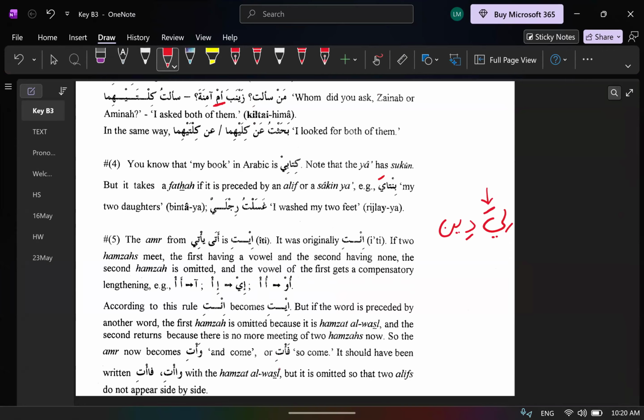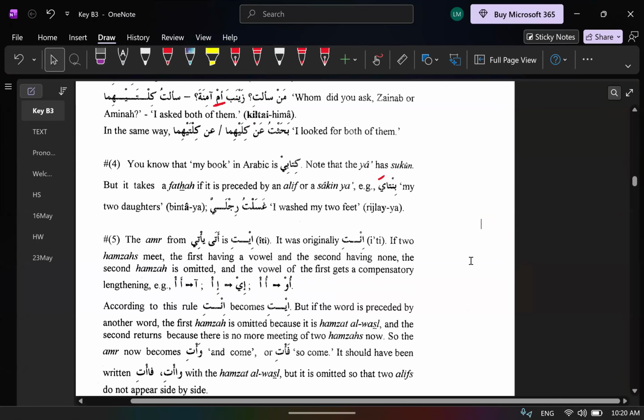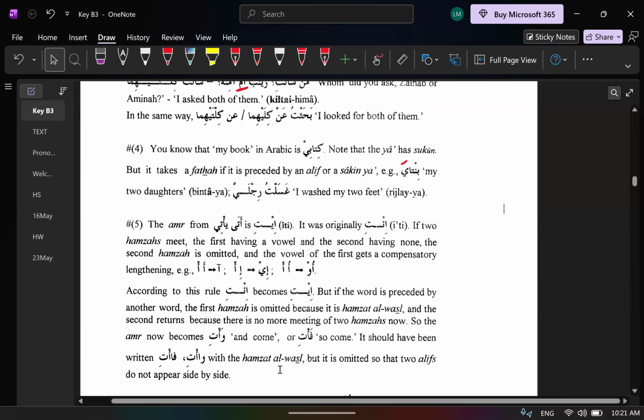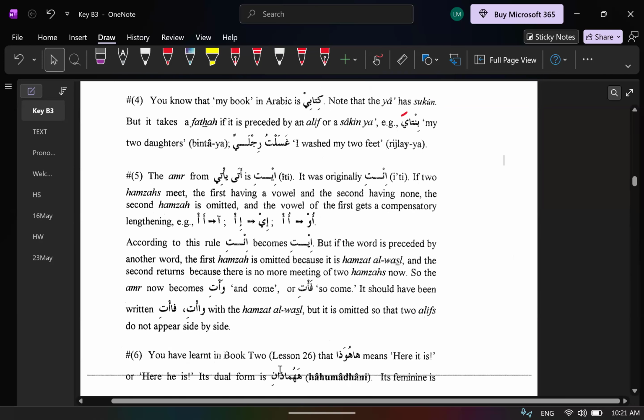There is no iltiqa sakinayn. So what I'm saying is that keep the possibility that ya mutakallim can have a sukoon or a fatha. That's the easiest way to do that. Okay, so number 5 point.